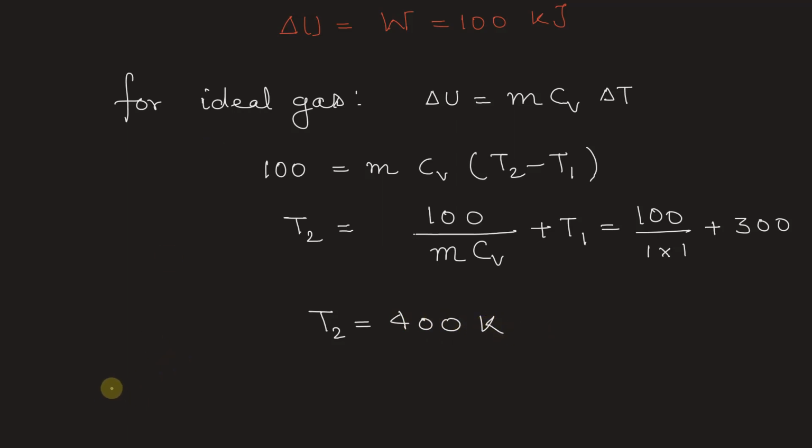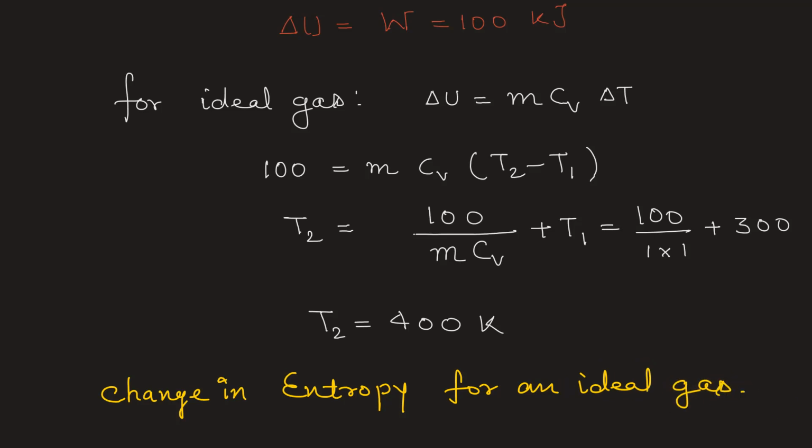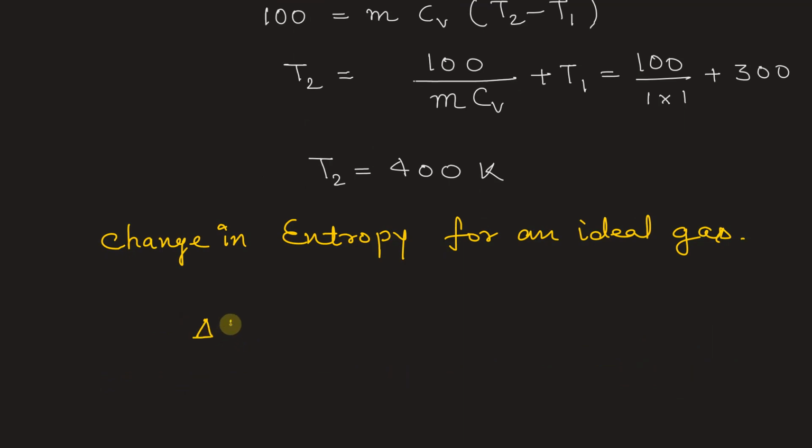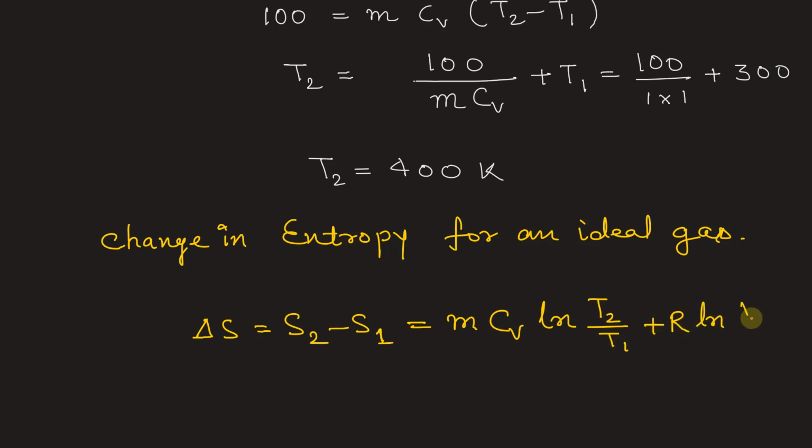For an ideal gas, the change in entropy, delta S, that is S2 minus S1, because from 1 to 2 is an adiabatic process, will be equal to mCV ln T2 by T1 plus R ln V2 by V1. Now we know that in the problem it is given V2 is equal to V1 because volume is not changing. So ln V2 by V1 will be equal to ln 1, which is equal to 0. So this term will be 0.